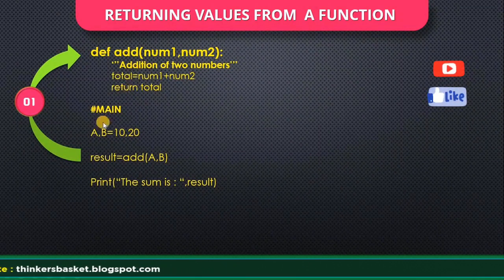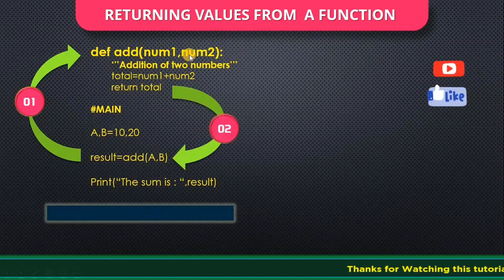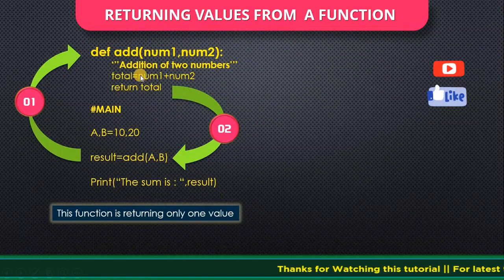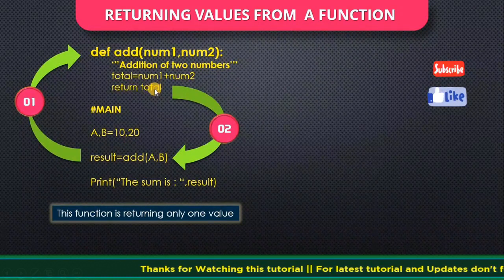Alright, so now again you see this picture, add a, b. So here add is going to be called by passing a and b inside this, and then it performs the action, and this return is ultimately going to return the total value.